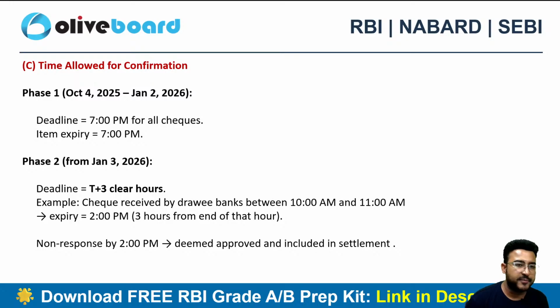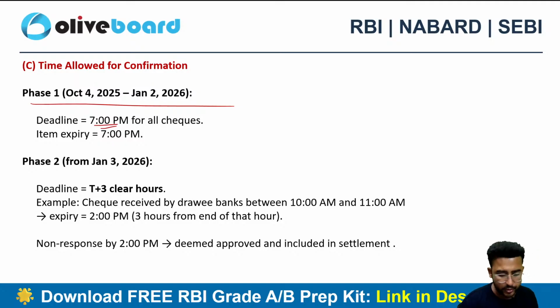Time allowed for confirmation. In the first phase, from 4th of October to 2nd of January, the deadline, the timeline will be 7 PM. By 7 PM, you need to confirm it or you need to reject it. If you don't do so, it will be a deemed acceptance. That means the check will definitely pass. The check will be honored.